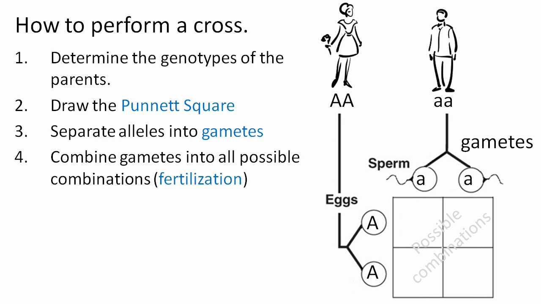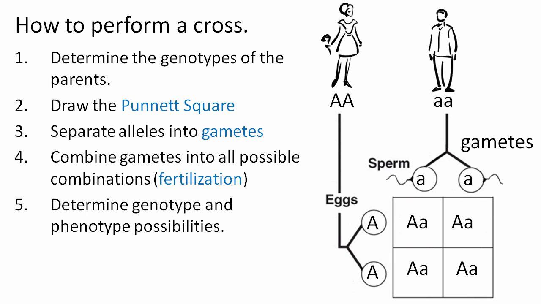we see that all options combine together to make big A, little a, meaning the female can only donate the big A allele to her offspring, and the male can only donate the little a. So every single child here is going to give us a big A, little a. So when we examine the Punnett square, we can determine the genotype and the phenotype possibilities.